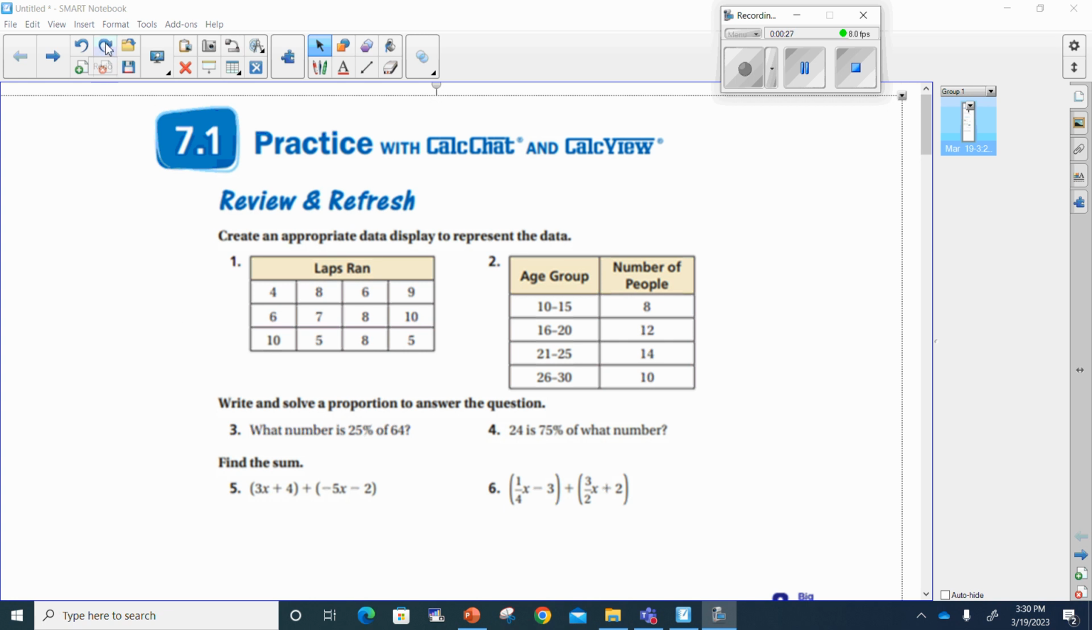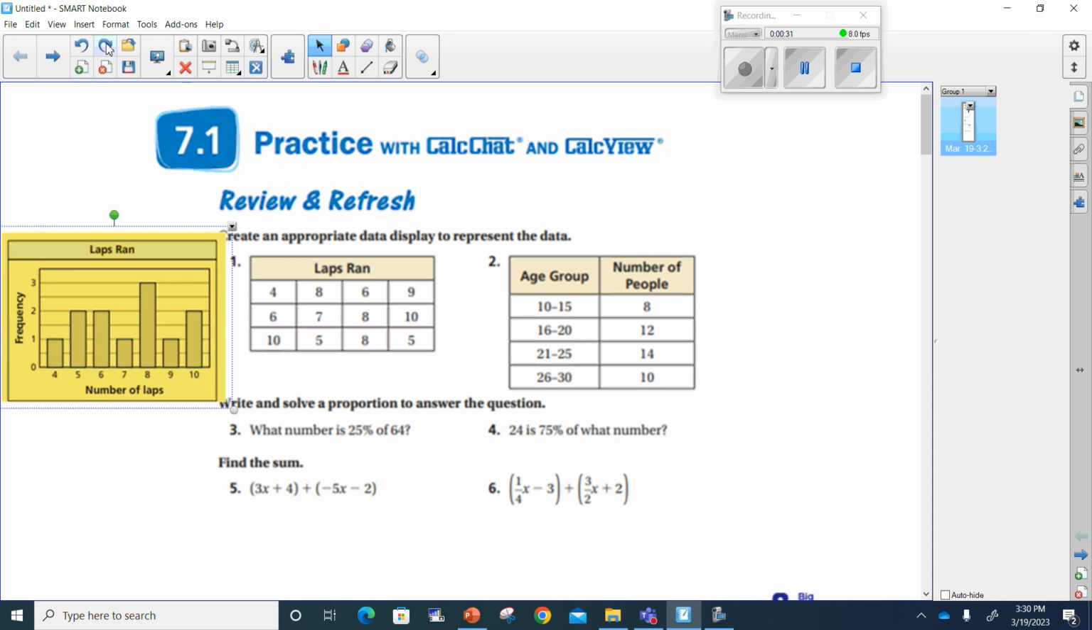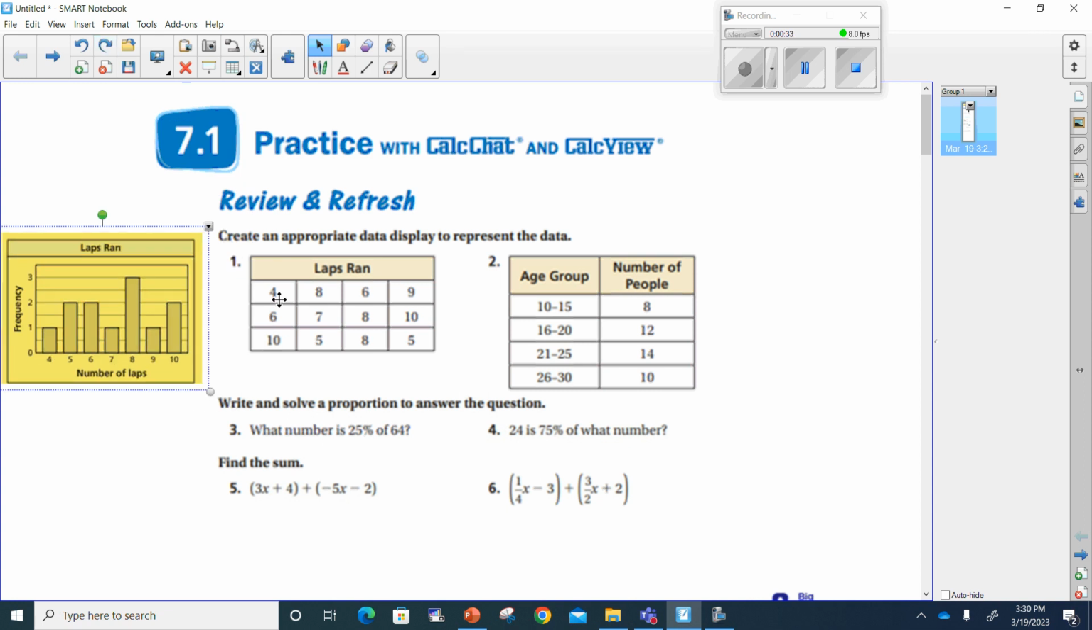So I would go ahead and hit a bar graph there, and this would tell me that 4 goes up to 1. And then it should be 2 5s, 1, 2. And it would be 2 6s, 1 7, 3 8s, 1, 2, 3. So that goes to 3. 1 9 and 2 10s.